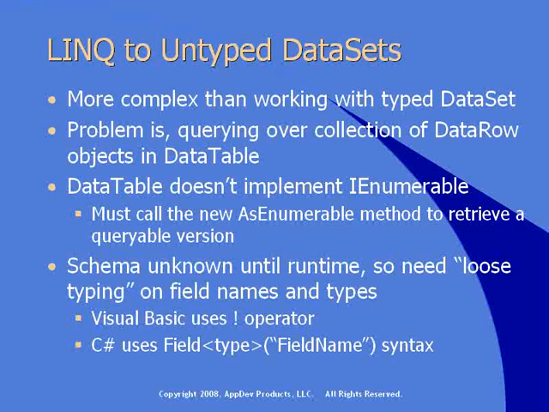C# doesn't have this operator, so it requires you to use field, and then in angle brackets, the type of that field. VB would use just parentheses for that type, and then the field name as a string. Not nearly as neat as Visual Basic's bang operator, but either way, you get no IntelliSense. Obviously, there's no IntelliSense because at design time, you don't know the names of the fields. You just have to type them and hope you type them correctly. Let's try an example that demonstrates using LINQ to an untyped dataset.